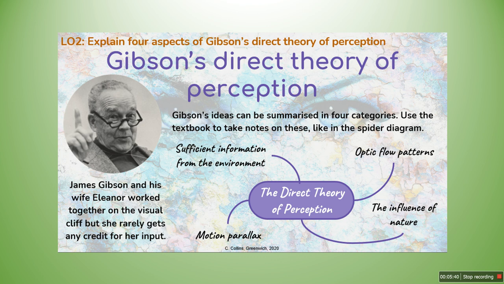James Gibson argues that perception is direct and not subject to hypothesis testing, as Gregory proposed. There is enough information in our environment to make sense of the world in a very direct way. His theory is sometimes known as the ecological theory because of the claim that perception can be explained solely in terms of the environment.